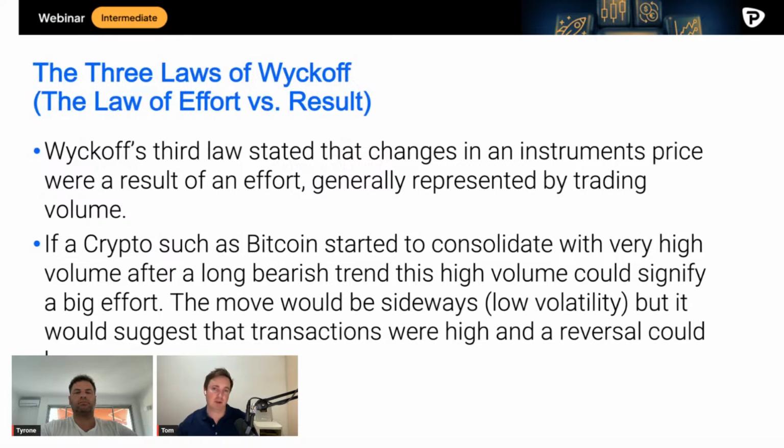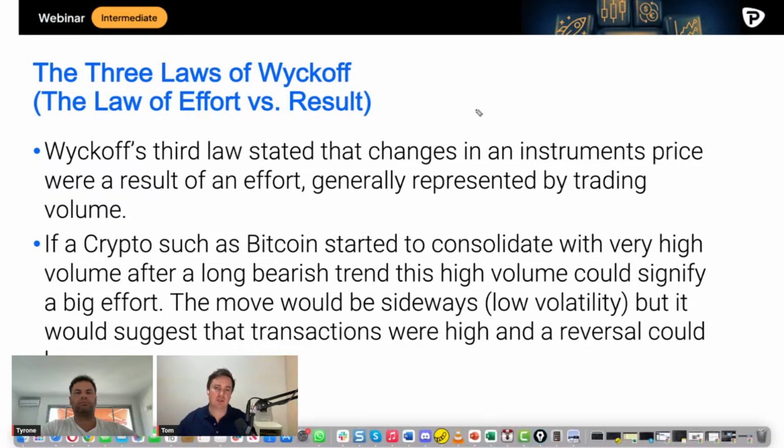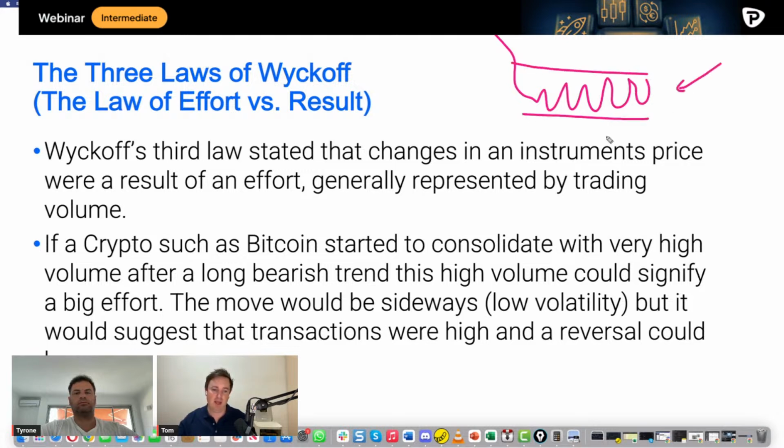Wyckoff's third law comes into play, I think, when we're talking about volume profiles specifically. His third law was the law of effort versus result. Basically, Wyckoff said that changes in price in instruments were a result of an effort, generally represented by a trading volume underneath. So if a crypto such as Bitcoin, or a currency, was to consolidate with a very high volume after a long bearish trend, so if the trend was going down and then we started to see some consolidation, this could signify that there was a big effort being played. The move would be sideways with low volatility, but it would suggest that potentially transactions for a reversal could be near. Now, of course, it could break up or it could break down, couldn't it, Ty?